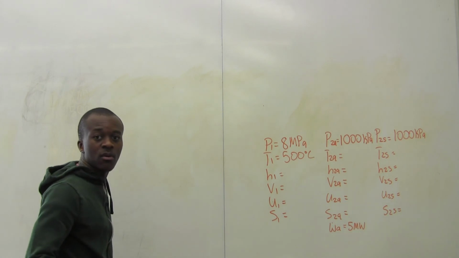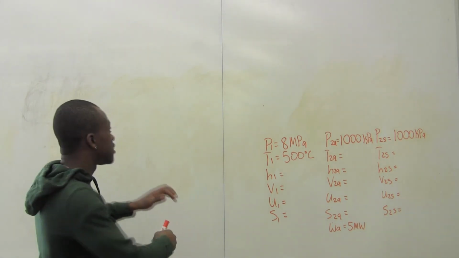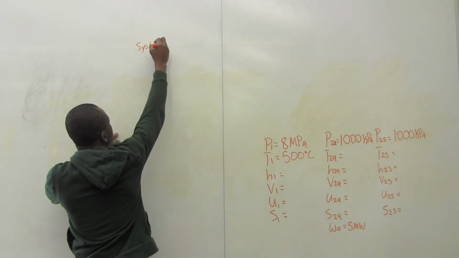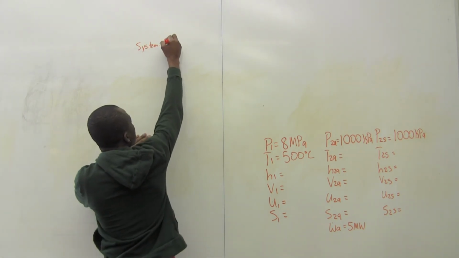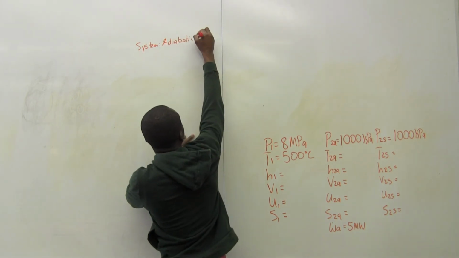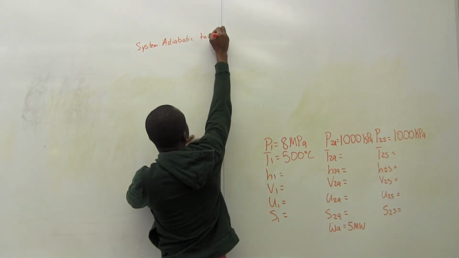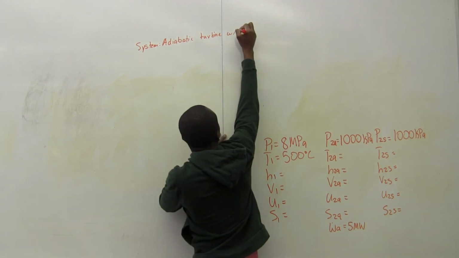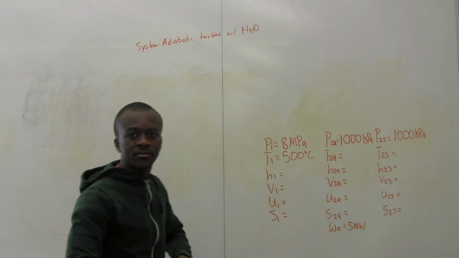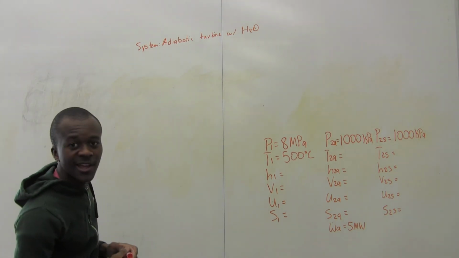Now, first of all, what we want to do is identify a system. I'm just going to write it up here to give us space. The system is an adiabatic turbine containing steam. Pretty straightforward because they give it to us. You can even write H2O, containing H2O. That's water.